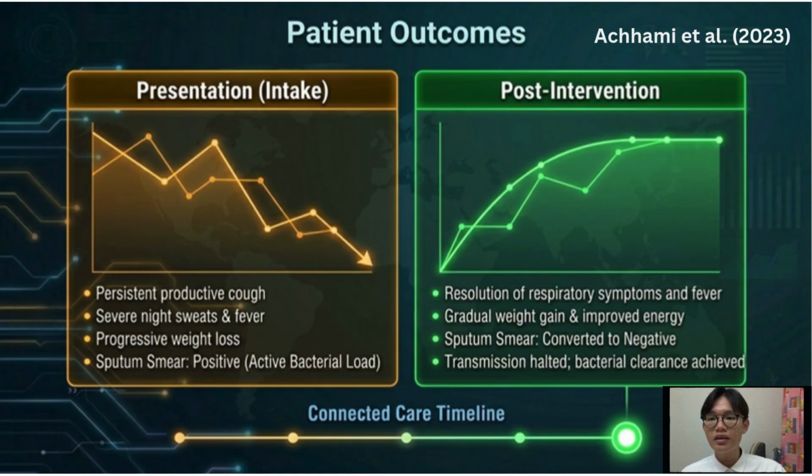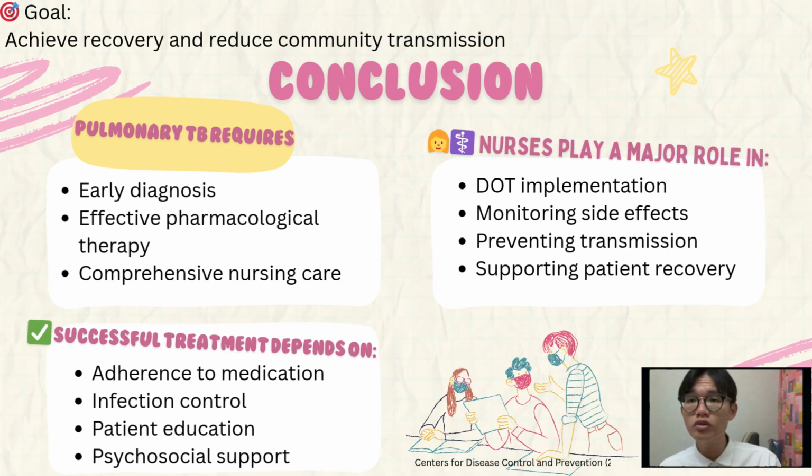This case clearly demonstrates that early diagnosis, standardized treatment, and strong adherence support are essential for successful tuberculosis management. In conclusion, the management of tuberculosis extends far beyond simply giving antibiotics. Successful tuberculosis treatment requires a rapid and accurate diagnosis, evidence-based pharmacological therapy, continuous monitoring, and also holistic nursing management. This case also highlights the importance of patient adherence, nutritional support, infection control, and psychosocial care in achieving successful outcomes.